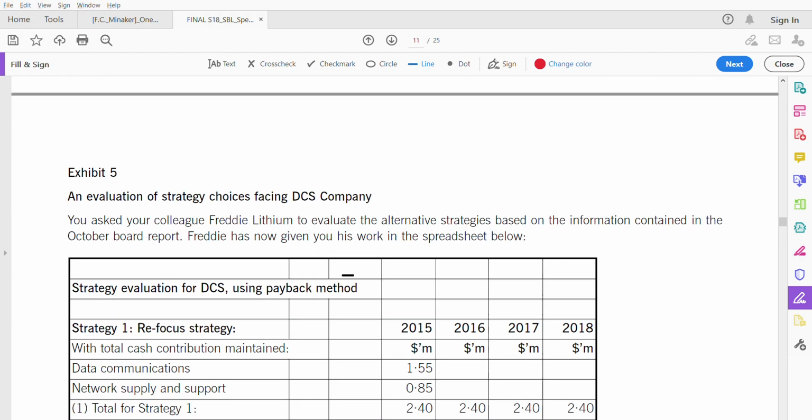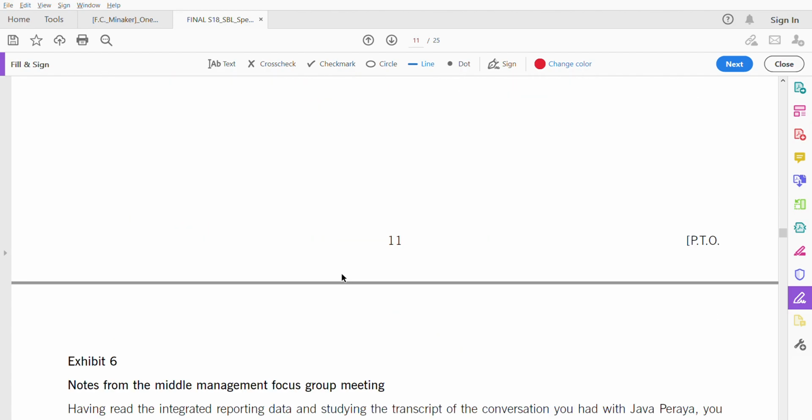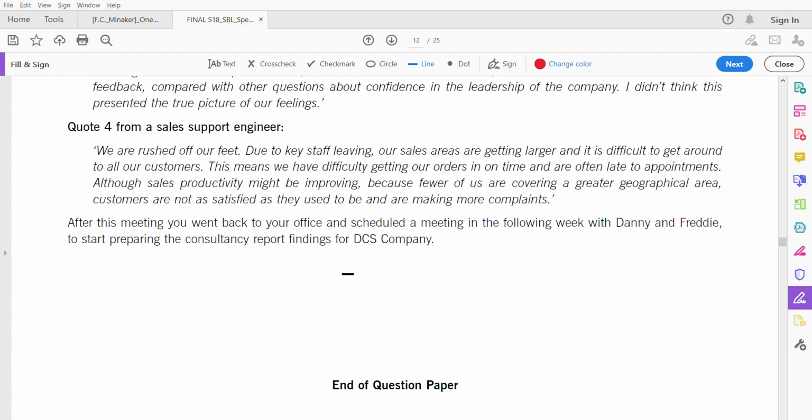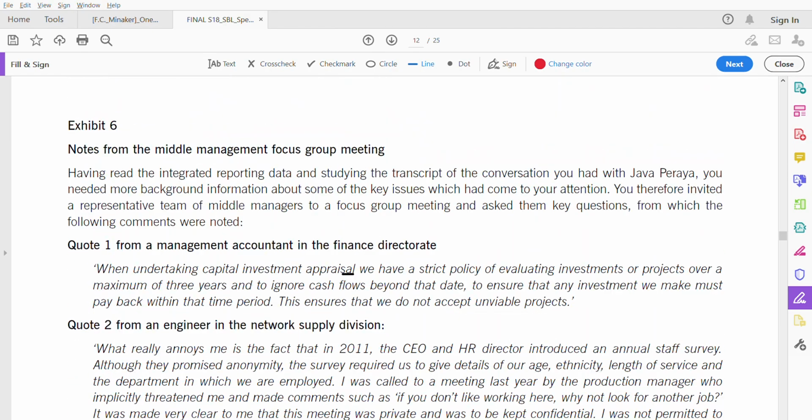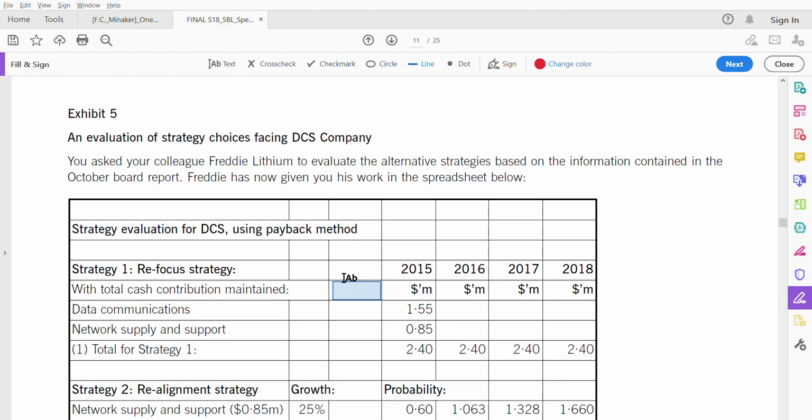Okay. Now let's go to Exhibit 5 and Exhibit 6. Okay. So Exhibit 5 is an evaluation of strategy choices facing DCS company. You asked your colleague Freddie Lithium to evaluate the alternative strategies based on the information contained in the October board report. Freddie has now given his work in the spreadsheet below.